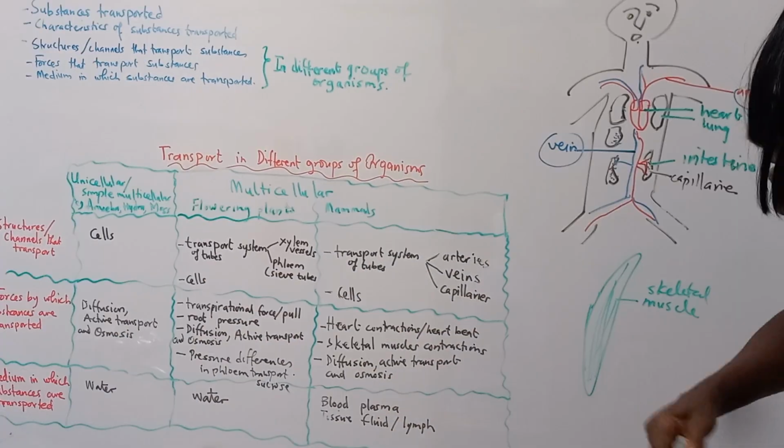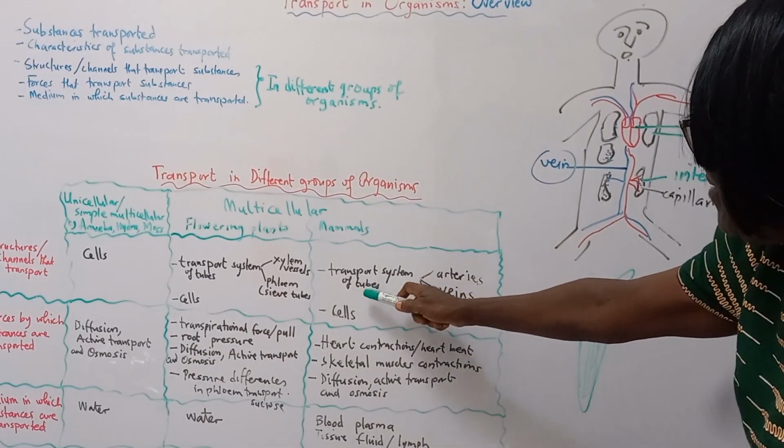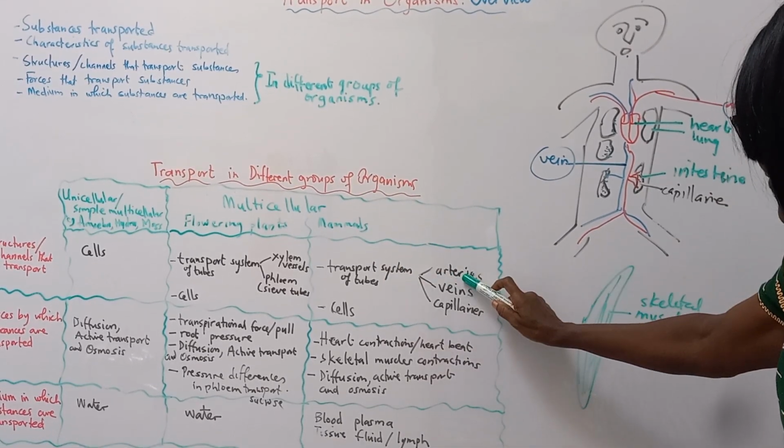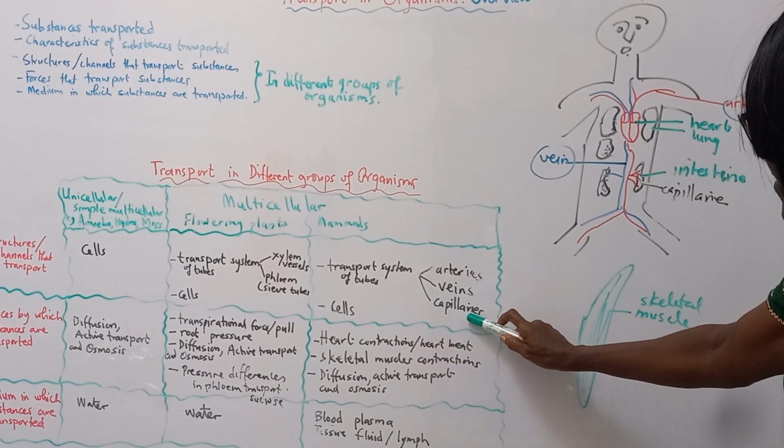So that is it. Now, what about mammals? Mammals also have a transport system of long tubes made up of arteries, veins, and capillaries.